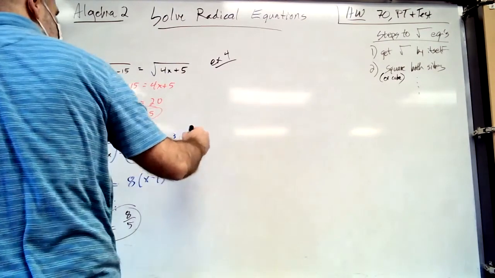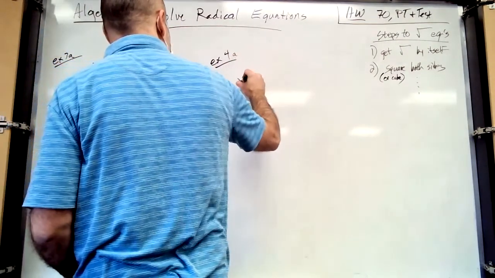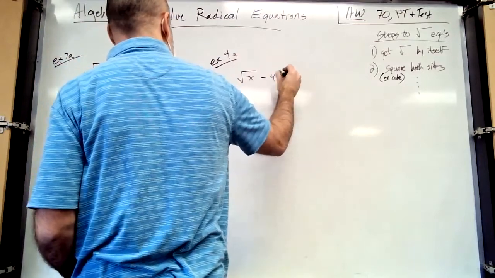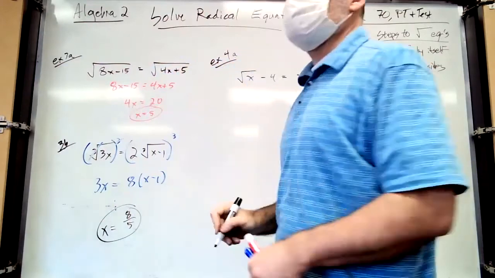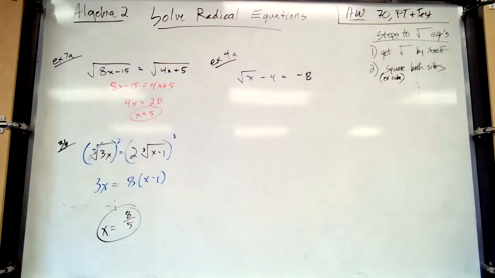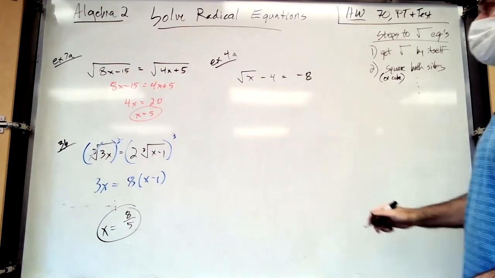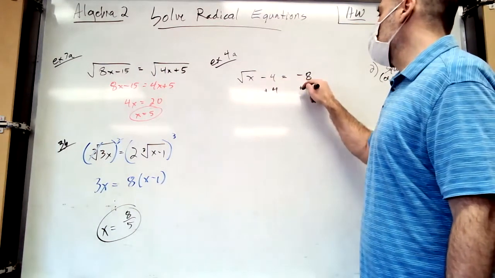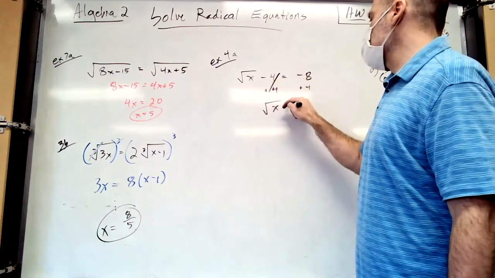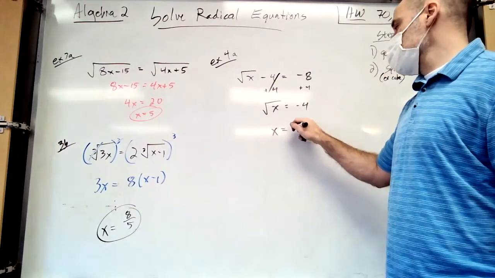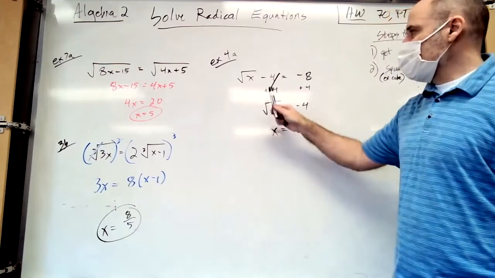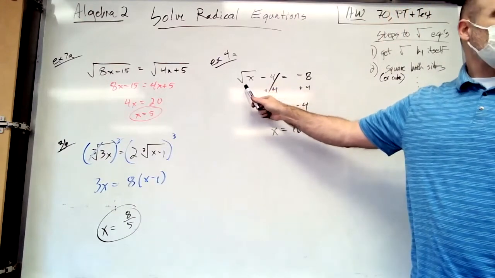So let's just do another example. Square root of x minus 4 equals negative 8. Okay. Back to the basics. How do we solve this equation? Add 4 to both sides. Square root of x equals negative 4. Square both sides, right? x equals 16.